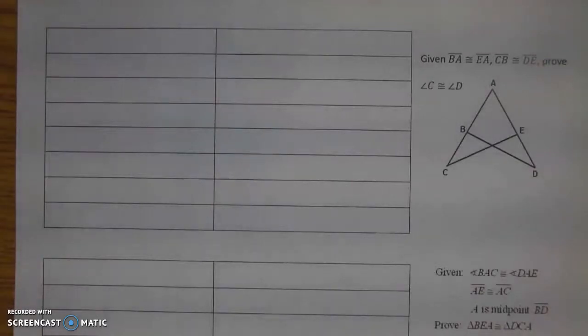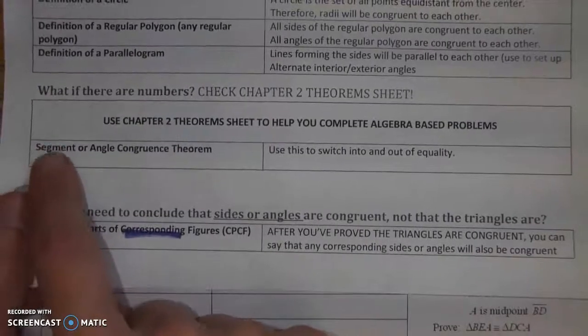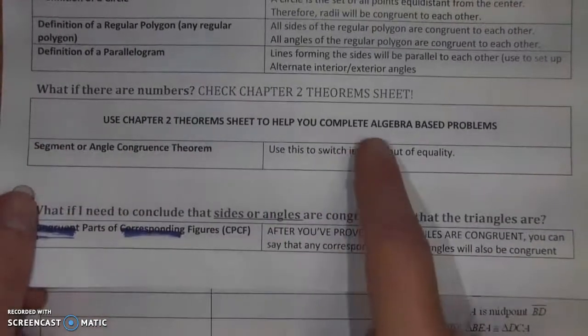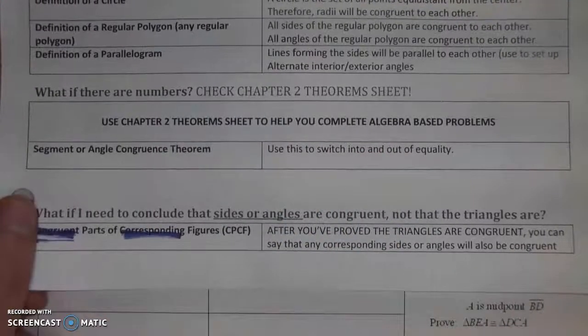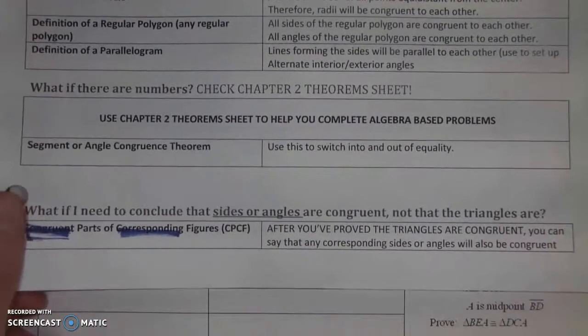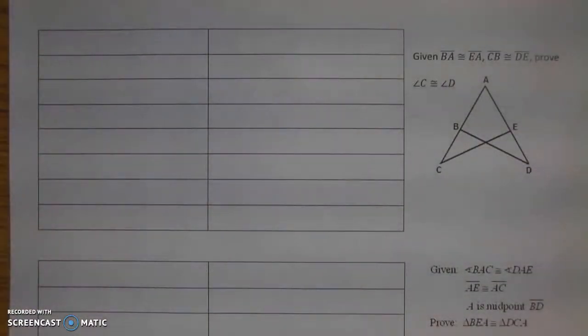If you want, you can even write them down on this sheet so you have it all together. I already have segment and angle congruence theorem here because it's going to be used so much, but you can go ahead and add some of the other ones that you've used a lot, like maybe transitive would be a good one to throw in. But let's go ahead and try some of the proofs that use addition.